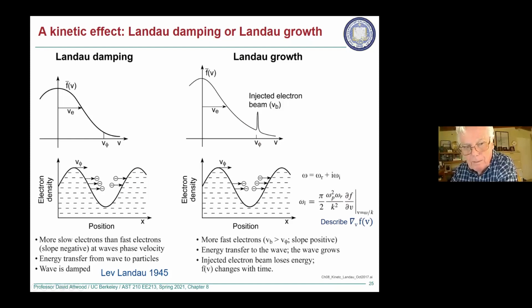That's what this is about. Professor? Yeah. When you say this is a kinetic effect, that means that you can't describe this behavior if you're just using the fluid equations. Like, you need to be at that one level deeper.